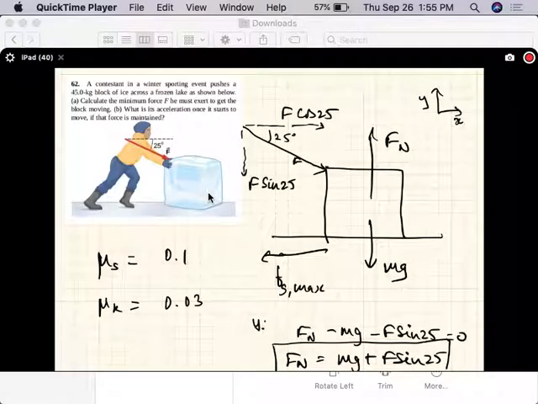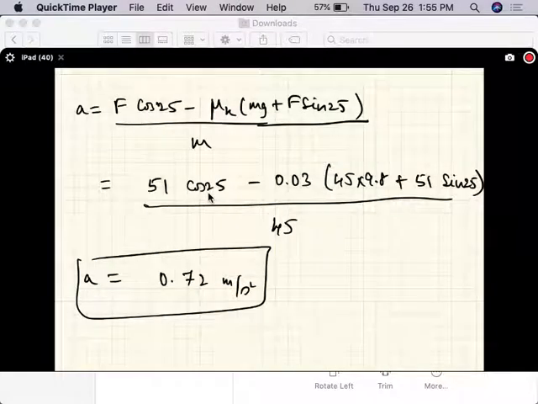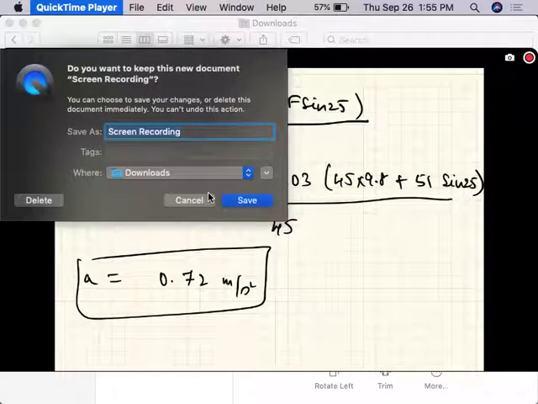Was there anything else to this problem? No. So that ends that problem. What problem number is it?